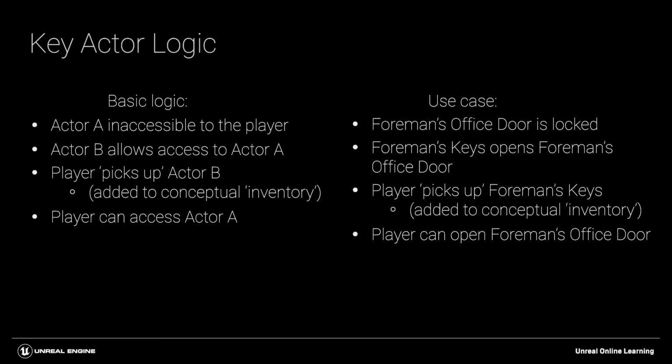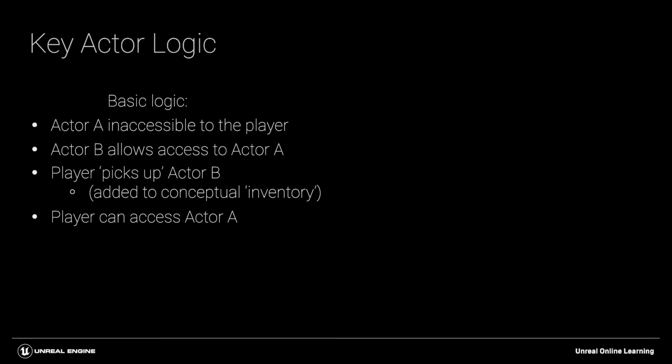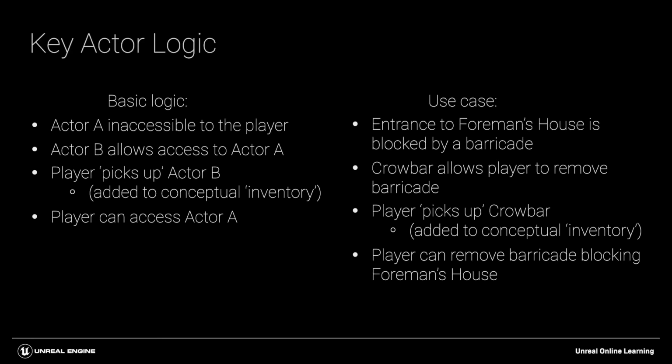Another case from the LDD includes the entrance to the foreman's house. The entrance to the foreman's house is blocked by a barricade. As the player walks through the world, they eventually find a crowbar that allows them to remove the barricade. They then pick up the crowbar, adding it to their inventory, and then when they return to the barricade, the player can remove the barricade blocking the foreman's house.